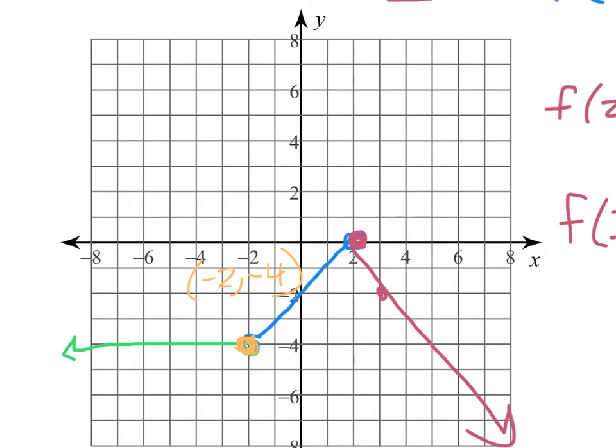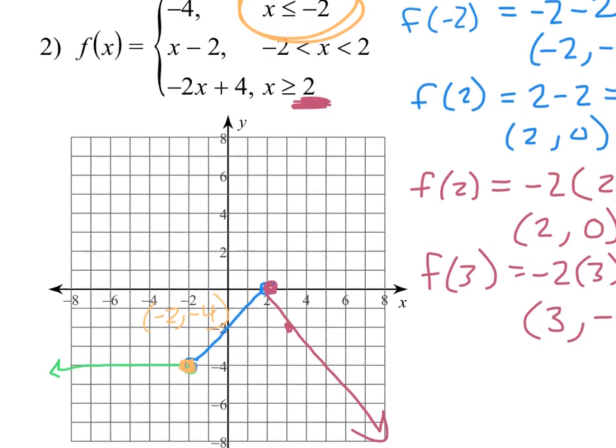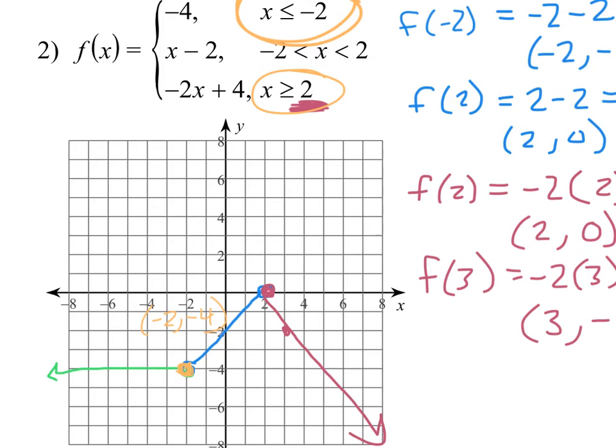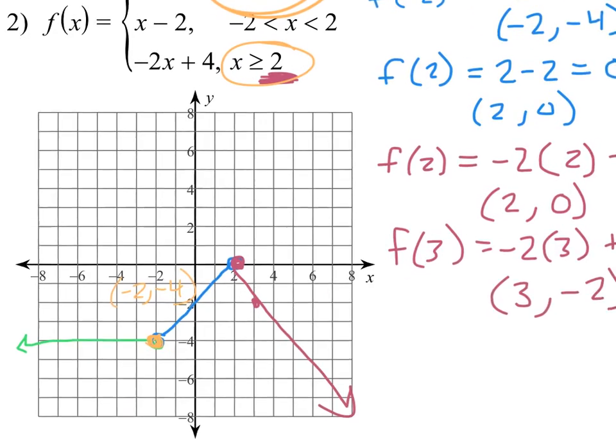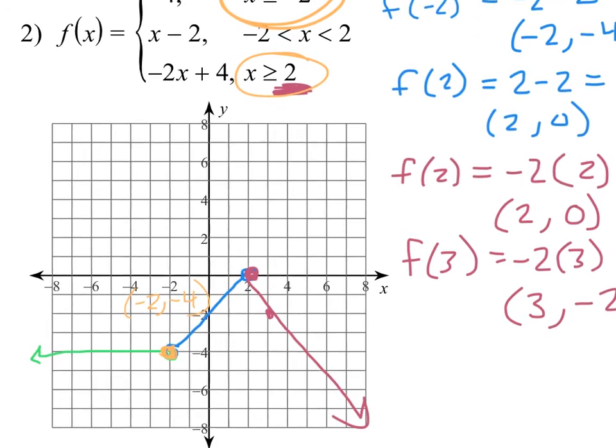Okay. Wait, I have a question as well. How did you know to put 3 for the last one? I just plugged in any number that is greater than 2. Oh, okay. Yeah. So you could plug in 4, 5, 6, anything. Any other questions?